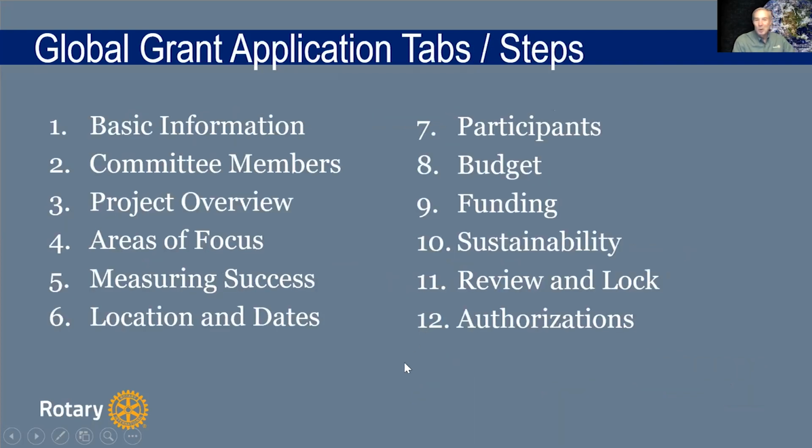Then there are 12 tabs, and we're going to talk about most of these. I guess they're tabs when you're in the grant module, and they're listed as steps 1 through 12 when you're looking at the Word document. So the first one is basic information.